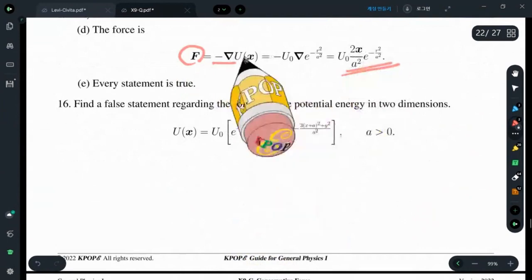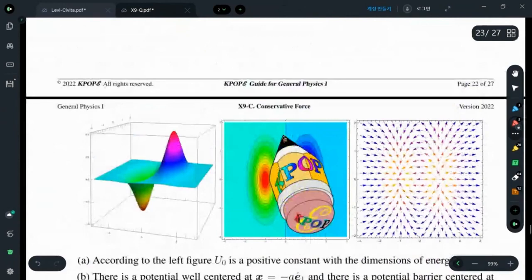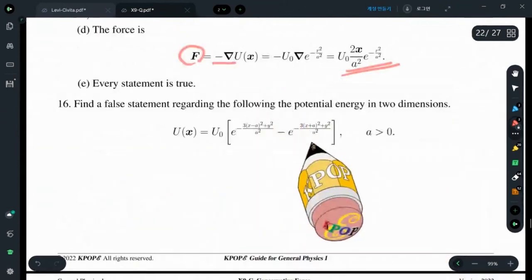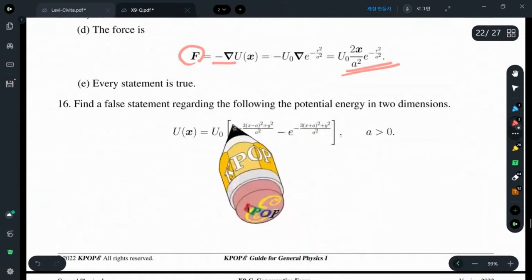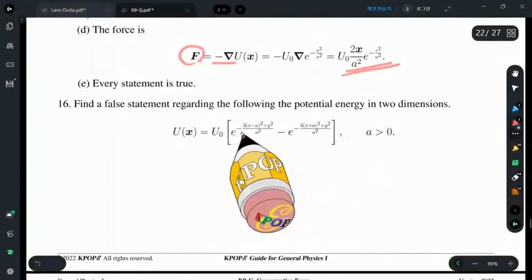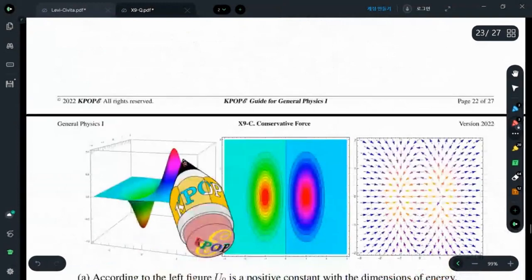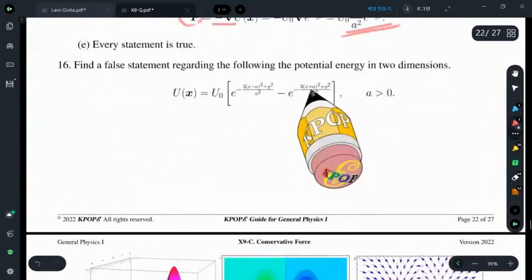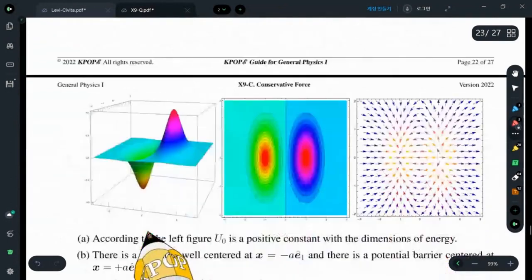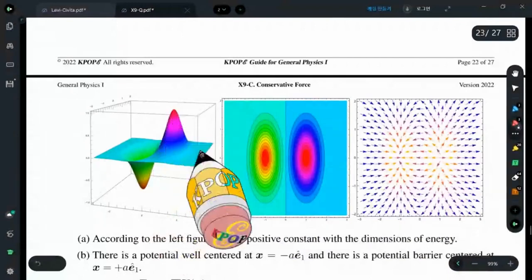This is a simple application of the previous problem. Let me show you what happens in this case. We have 1 and 2 contributions. This is a positive contribution and this is a negative contribution. The positive contribution is here, and the negative contribution is at x equals minus a in here. So there is a potential well and there is a potential barrier.